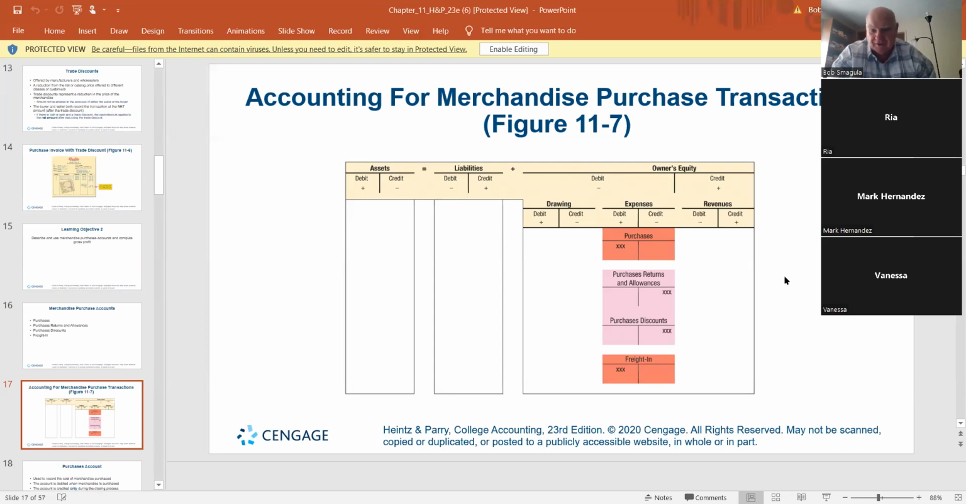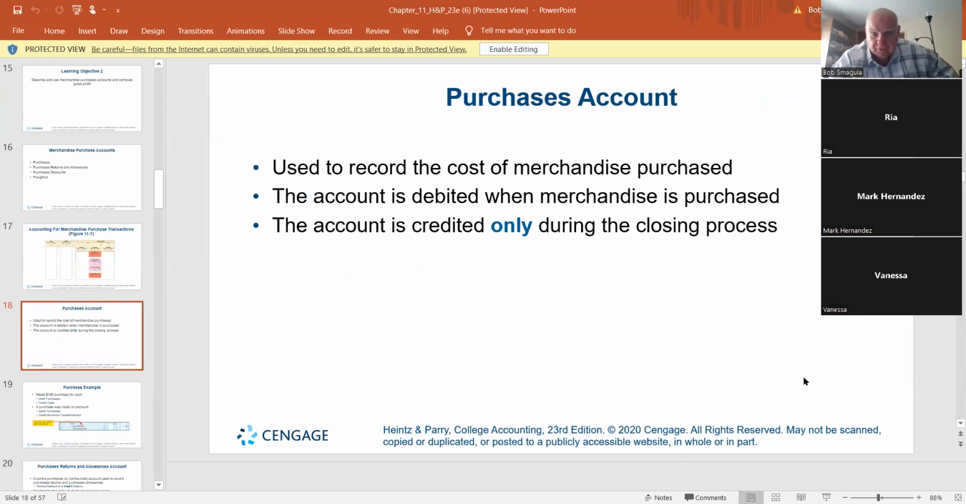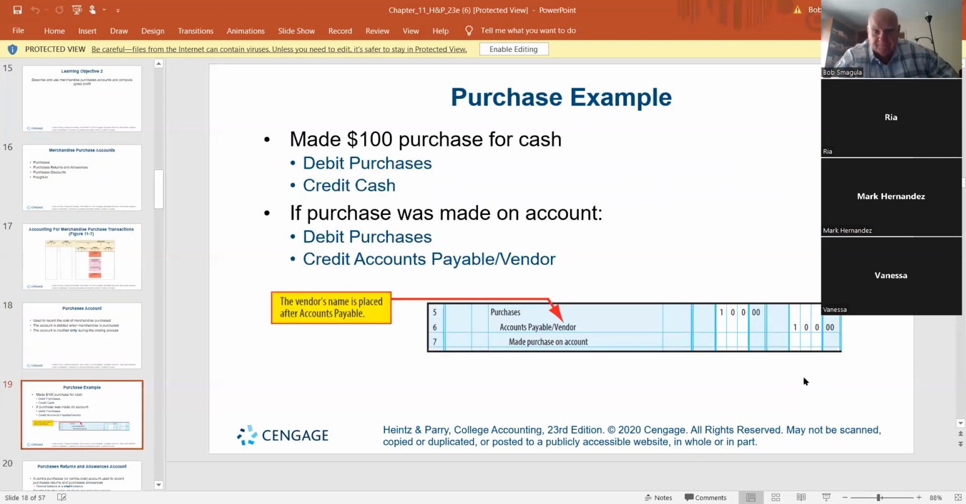Okay, accounting for merchandise purchases. We were just looking at these accounts here. Purchases have a debit balance. The contra purchase accounts are purchase returns and allowances and purchase discounts. Freight in is an expense, all part of the world of purchasing. The purchases account is used to record the cost of what you bought. It's debited when you buy the product, and you would never credit it, never. We're not talking about the closing process.